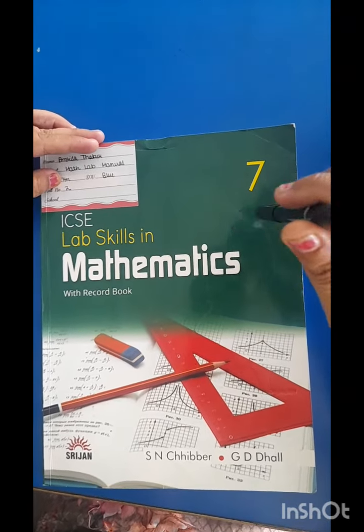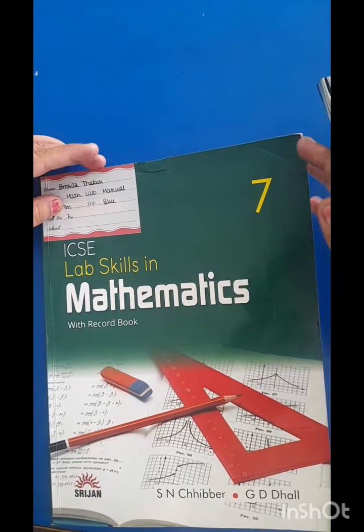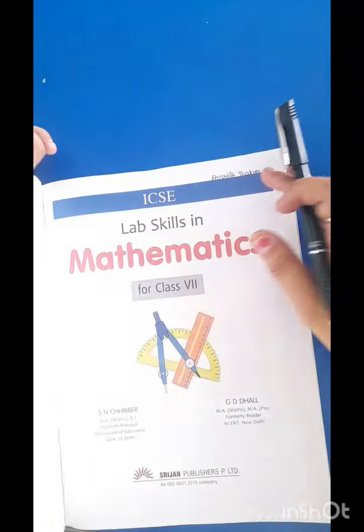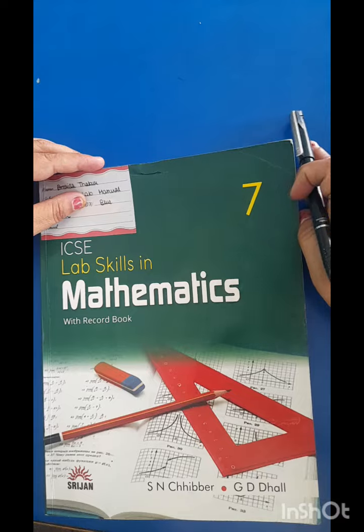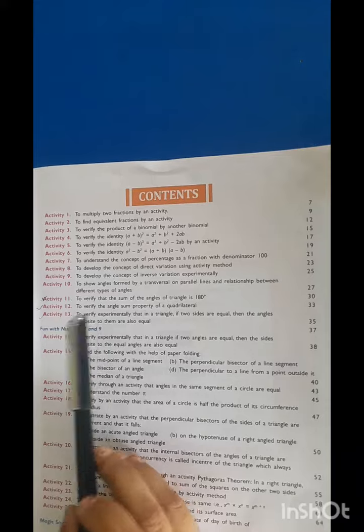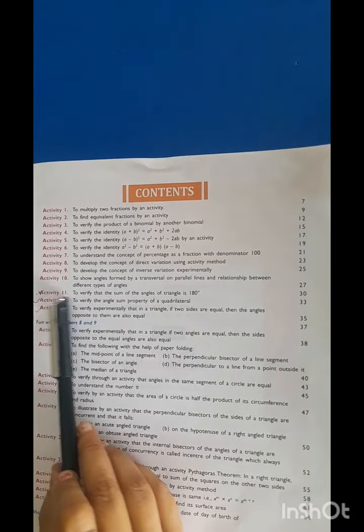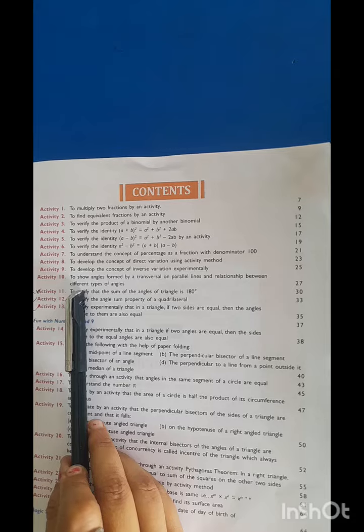Students, you have got this book, that is Lab Manual of Maths. For 7th standard we have planned certain activities which you have to write in your manual. Activity number 11. You are not supposed to write activity number 11.